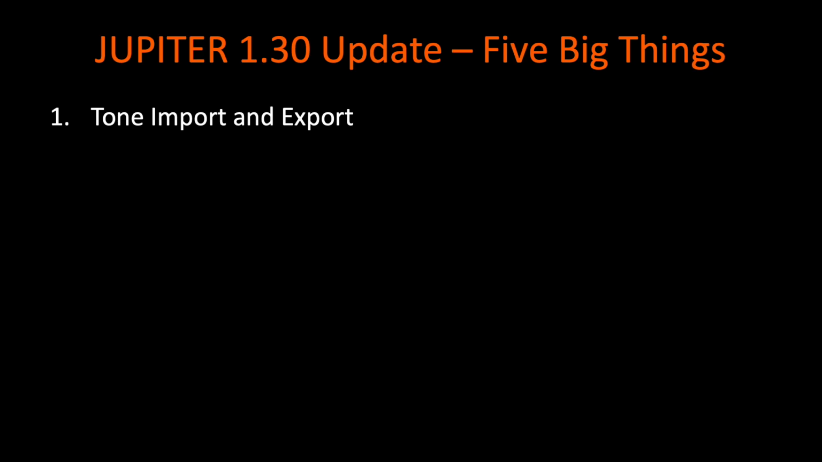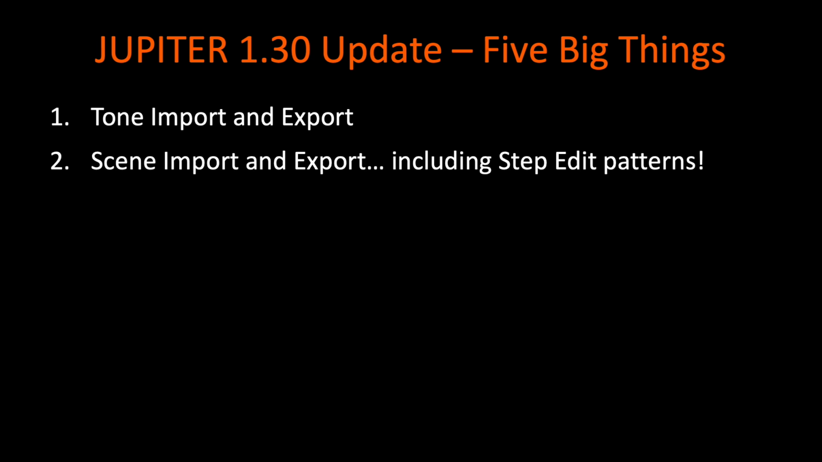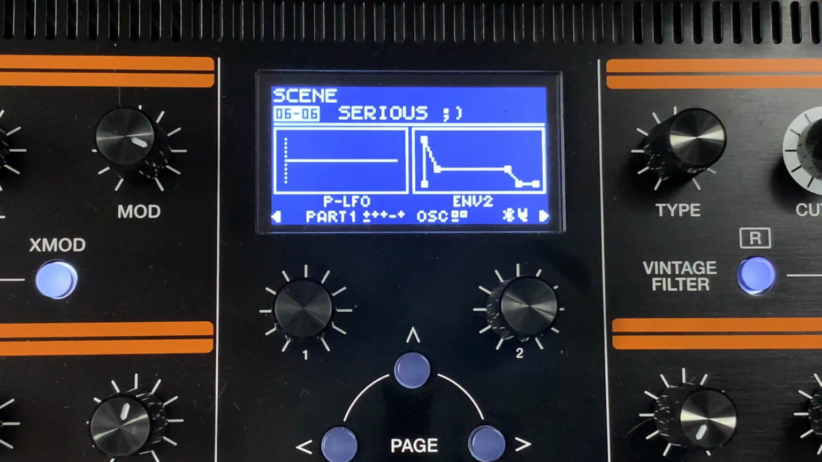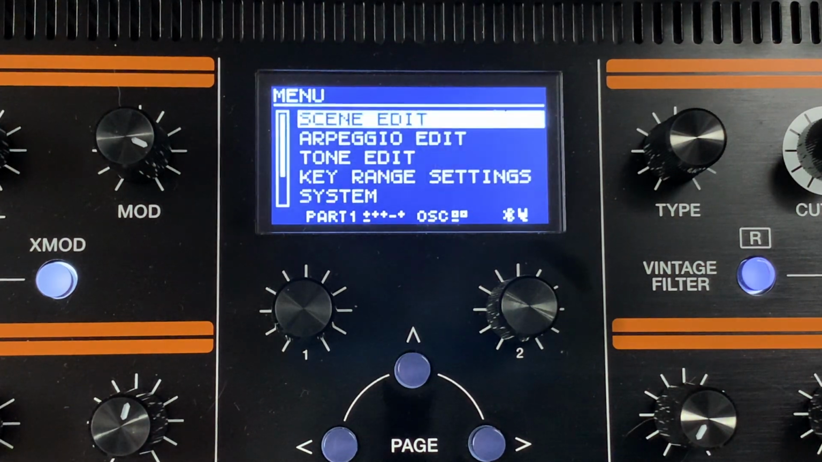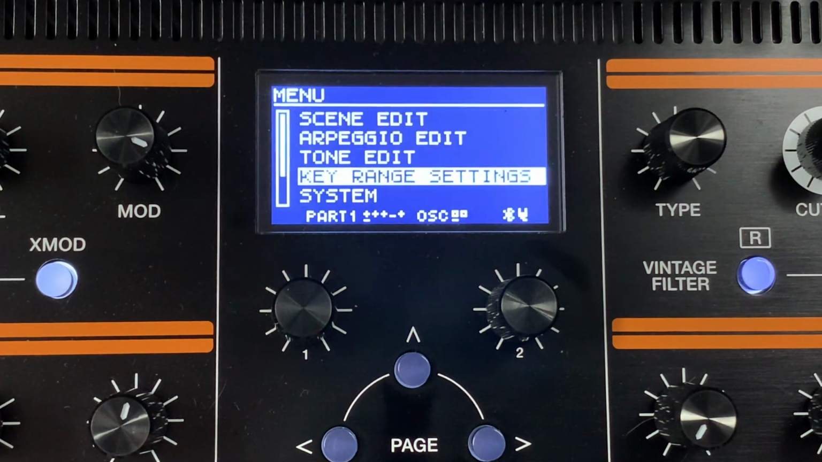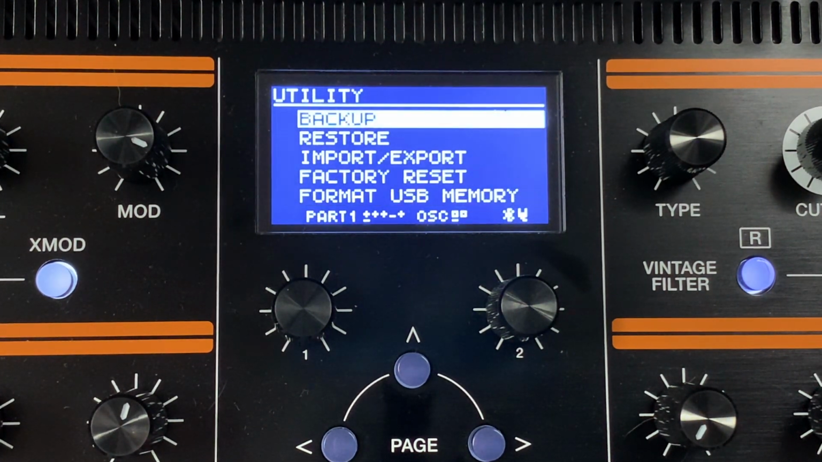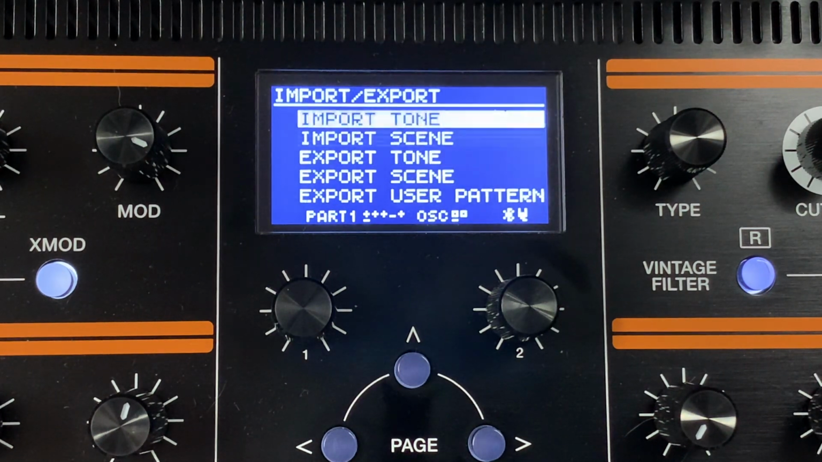The next big thing, import and export of scenes. This was unexpected but really welcome. Now Jupiter users can export their 5-part scene as a single SVD file to back up or even share between other X and Xm users. And the best part, these files include any step edit sequence patterns in your scene.